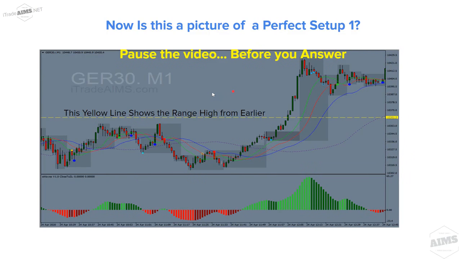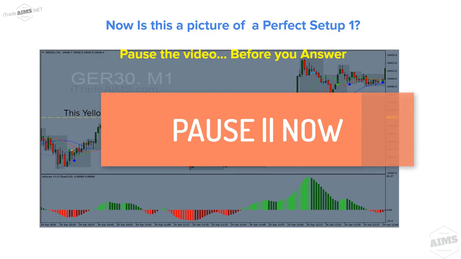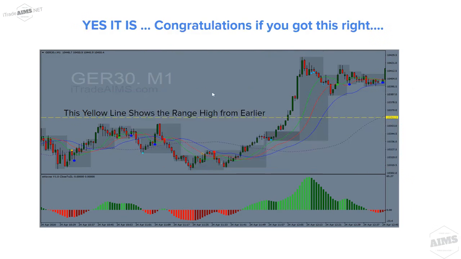Now, is this a picture of a perfect setup one? I want you to pause the video before you answer. So pause it now. Is this a good setup one? Yes or no? Yes, it is. Congratulations if you got this right. This is the setup one that we look for, and we only take it this way.